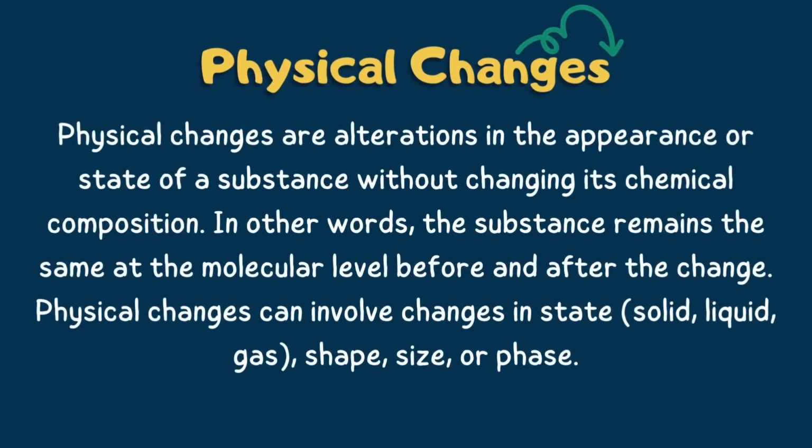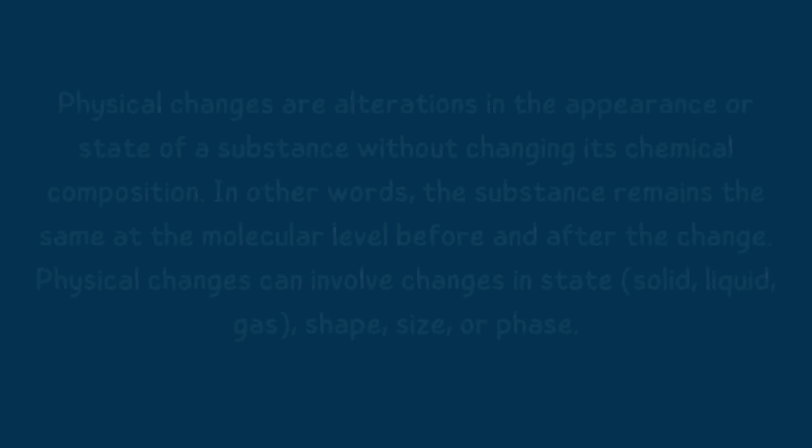So again, these are some important terms that you need to remember for this lesson. So for physical changes, these are alterations in the appearance or state of a substance without changing its chemical composition. In other words, the substance remains the same at the molecular level before and after the change. Physical change can involve changes in state, solid, liquid, and gas, and its shape, size, or phase.